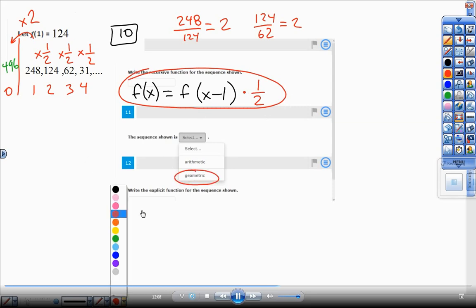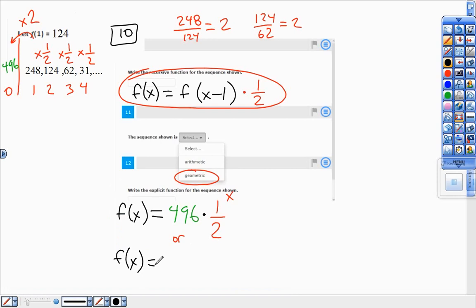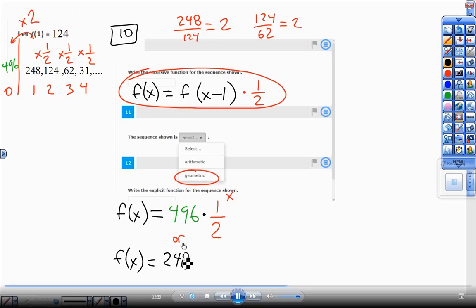And then my explicit forms, I would concentrate on just one. Don't try to write both, just write one. But the first one would be the 0 term, 496, times 1/2 to the x power. Or I could use 248 times 1/2 to the x minus 1 power. Any of those forms would work. Pick one.